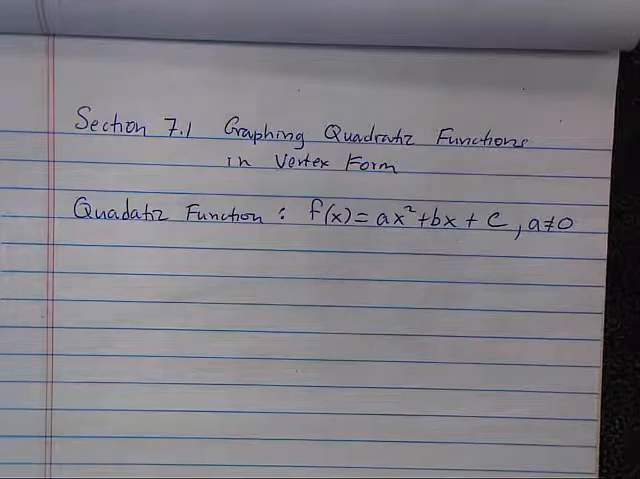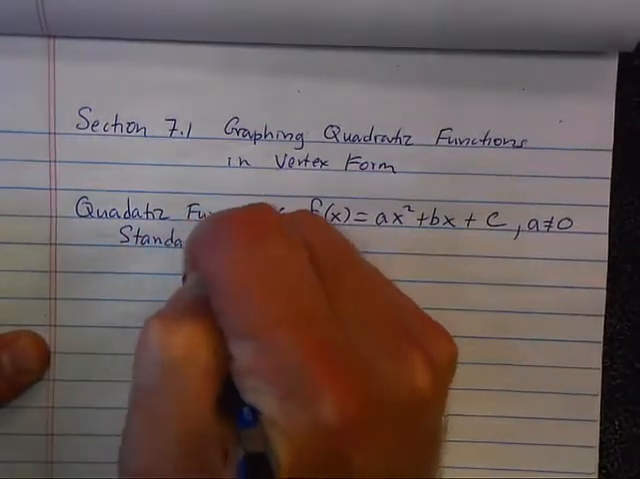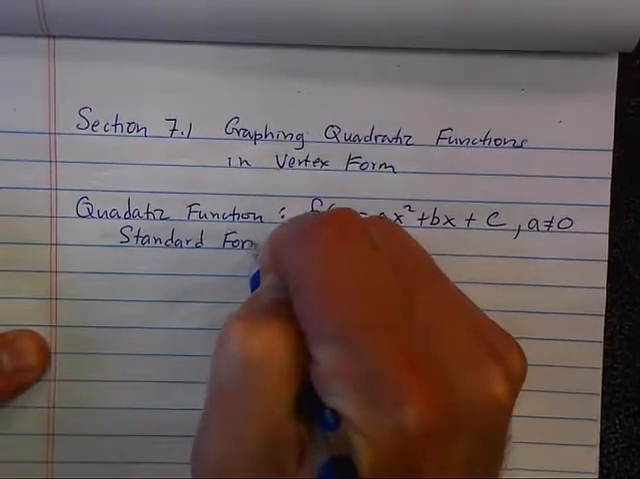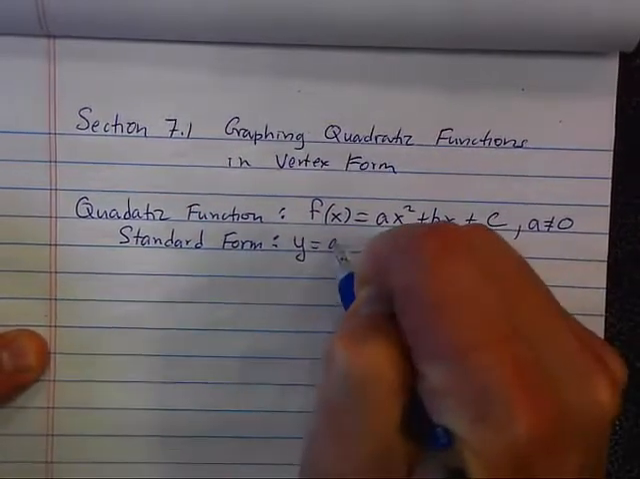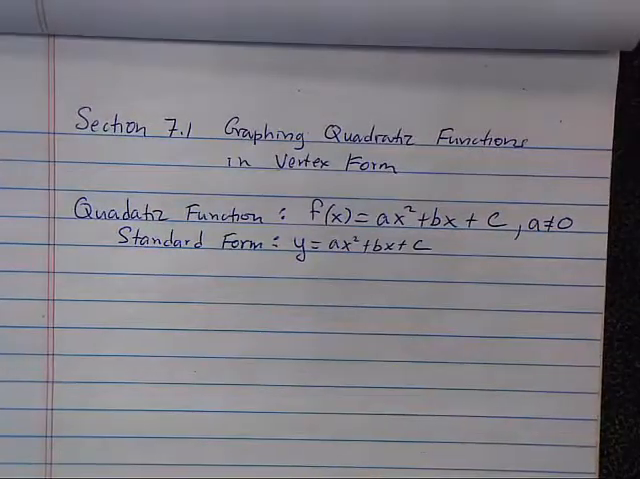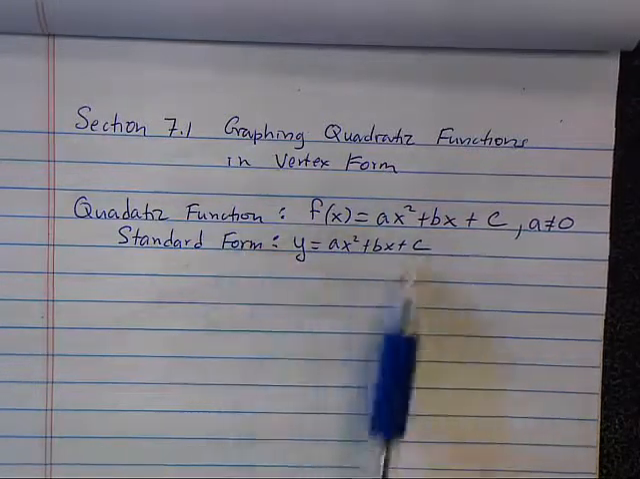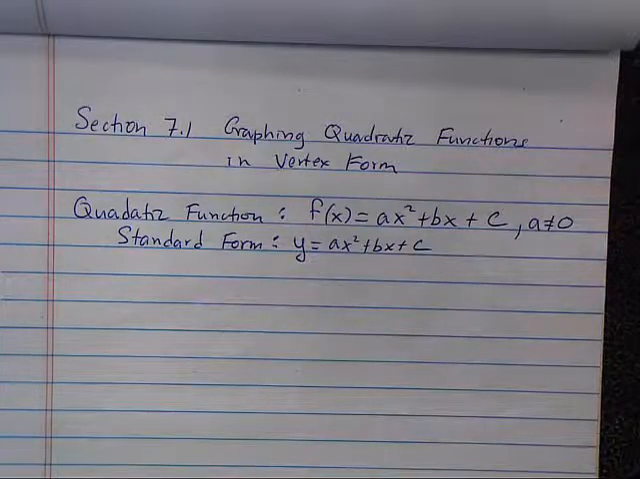That's the form right there. That's called standard form. And we will study standard form in section 7.2. Today we're going to study something else called vertex form, and we'll see what that is in a minute. But just interestingly, well, it's interesting to me anyway, why is this called quadratic? Where does that name quadratic come from?